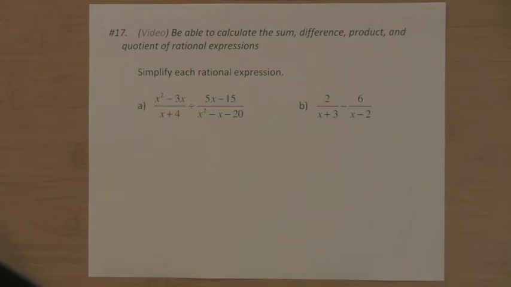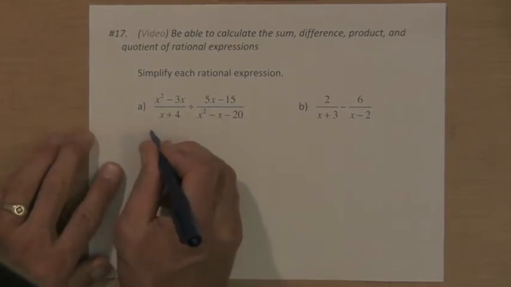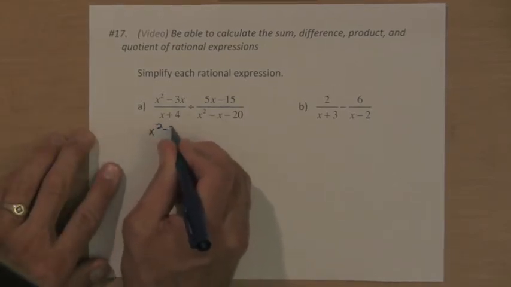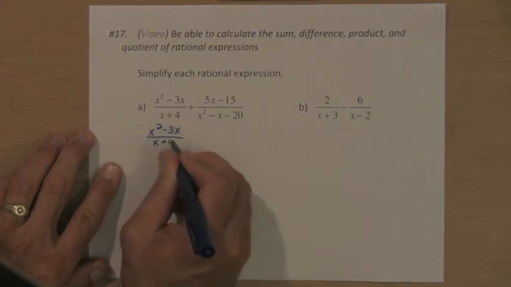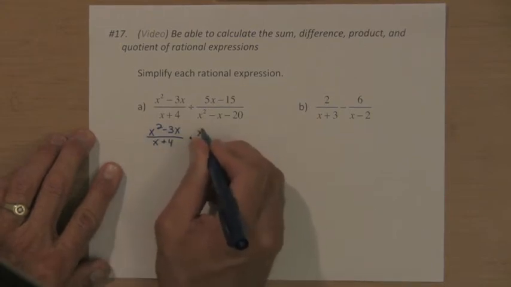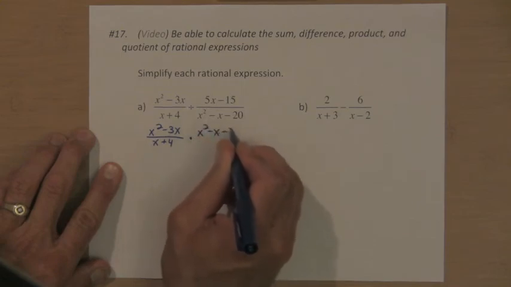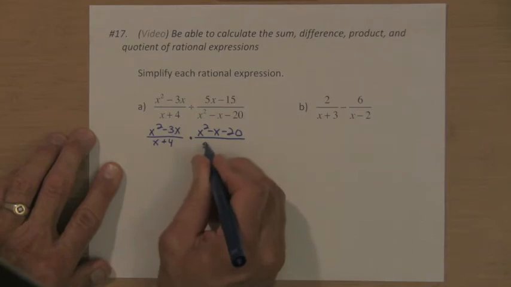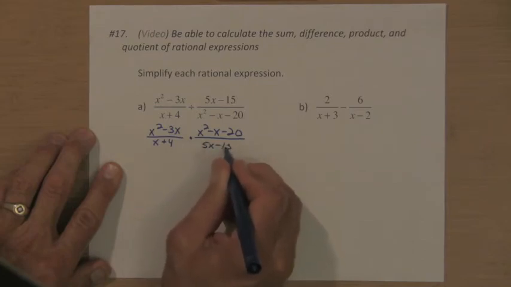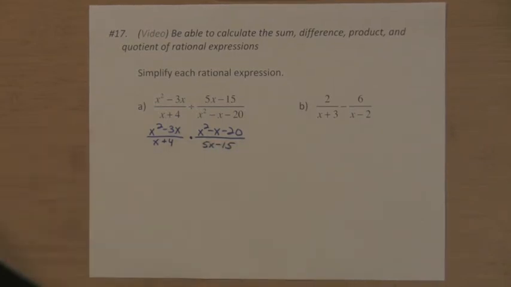Before we begin with anything else, we want to change that to multiplying by the reciprocal. So this is going to be x squared minus 3x, that stays the same. The bottom stays as x plus 4. The second fraction, write it as the reciprocal, so the x squared minus x minus 20 goes on top, and the 5x minus 15 goes in the bottom. And now before you can simplify anything in the top or bottom of that fraction, they must be factored.